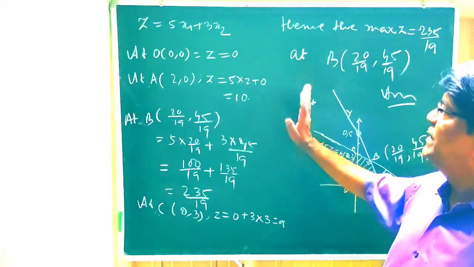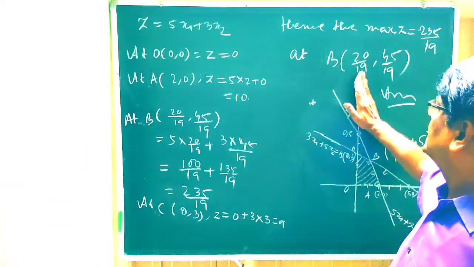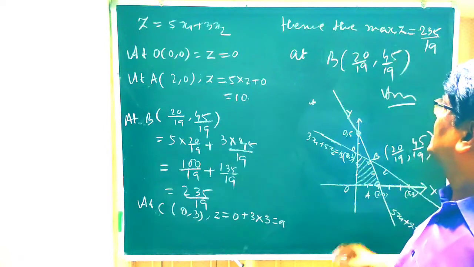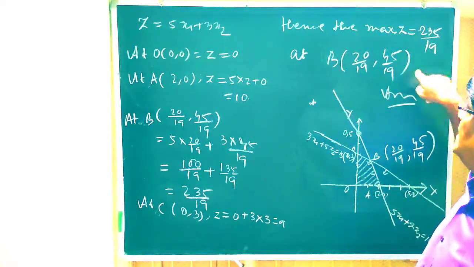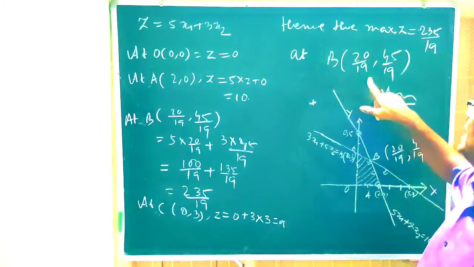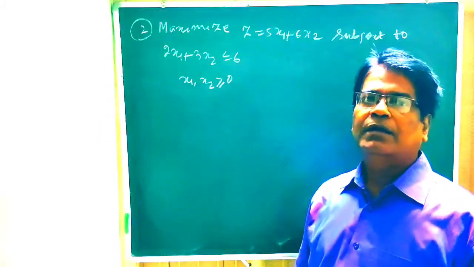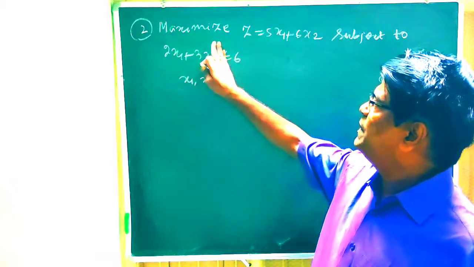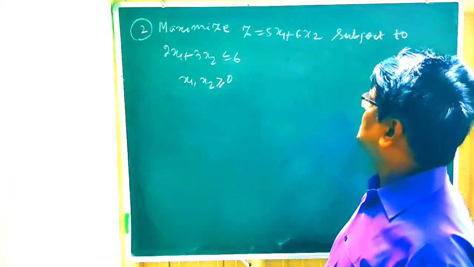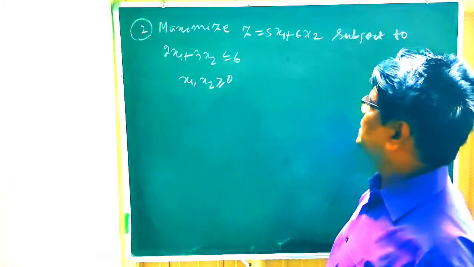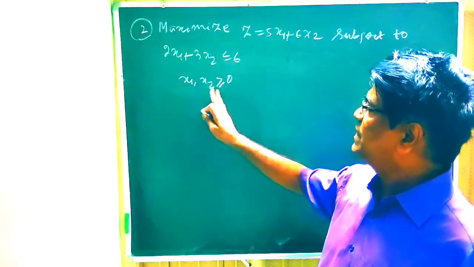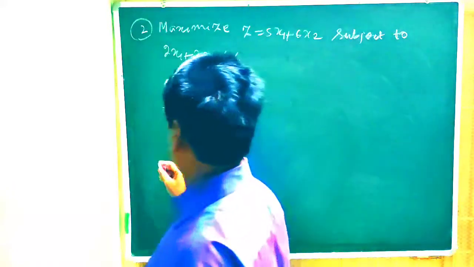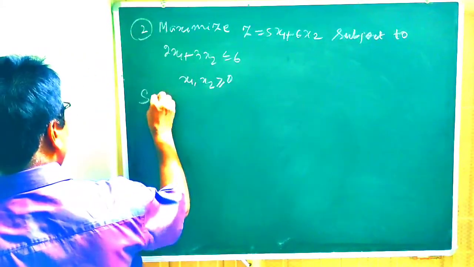Okay, the problem is now solved. We are getting the answer for this question: maximum value of Z is equal to 235 by 19 at the point 20 by 19, 45 by 19. Now let us proceed to solve the next problem. Maximize Z is equal to 5x1 plus 6x2 subject to 2x1 plus 3x2 less than or equal to 6, x1, x2 greater than or equal to 0.